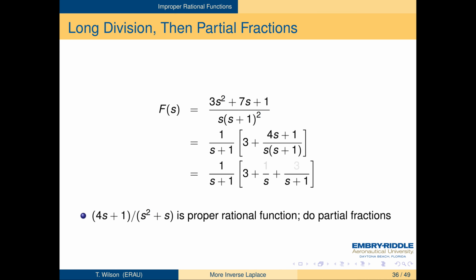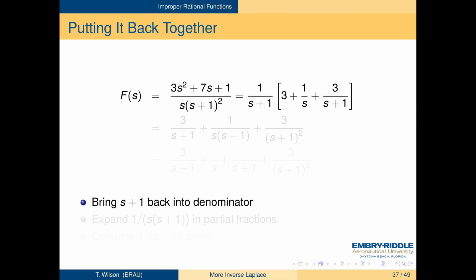We write this as something over s plus something over s plus 1. By cover up, the weight of 1 over s is 1, and the weight of 1 over s plus 1 is 3. Now we bring the 1 over s plus 1 back into the denominator. The first term becomes 3 over s plus 1.